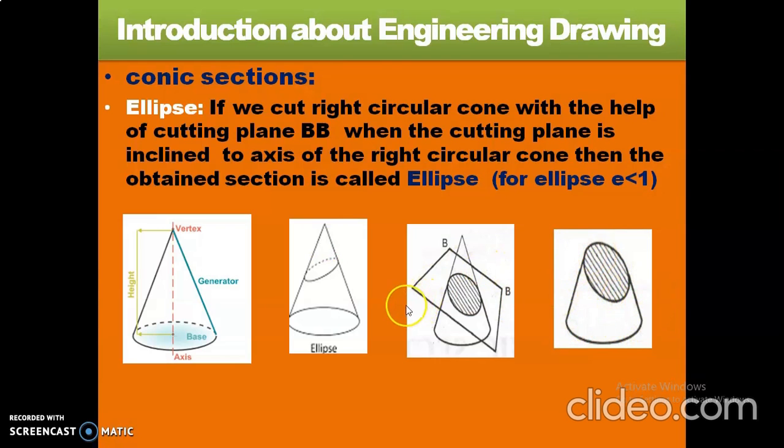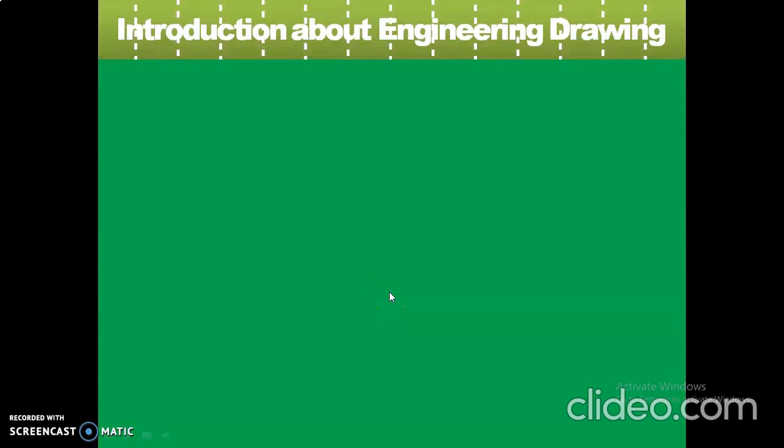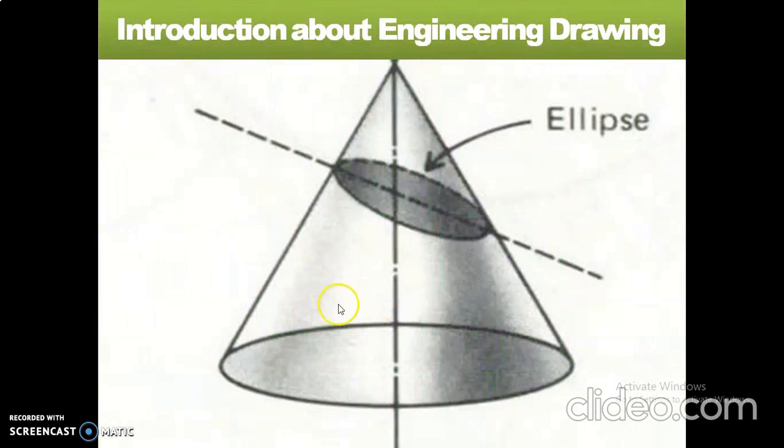I hope you understand. So see, this is a right circular cone. This is a cutting plane. This cutting plane is inclined to the axis of the right circular cone. If we remove this top portion, we can get one shape, that is ellipse.